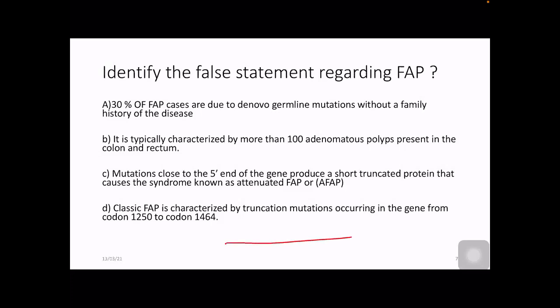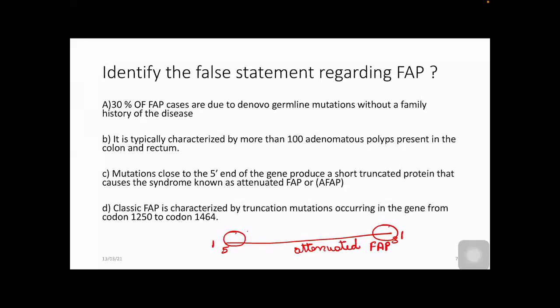So always remember, suppose this is the DNA, and the DNA definitely has a 5' end and a 3' end. So any mutation which is close to the 5' end or to the 3' end will result in attenuated FAP. So in the APC gene, when the mutation is close to the 5' or 3' ends, it results in attenuated FAP. Fine.